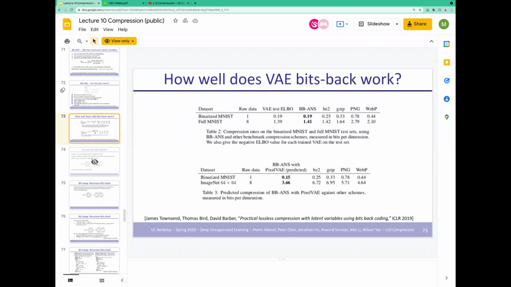So I don't know what BZ2 is. I think it's, yeah, it's just block sorting and Huffman coding. Yeah, it's a general file compression algorithm. It's not even specific to images. But yeah, it does much better when it's ImageNet, obviously. But this is all lossless image compression.